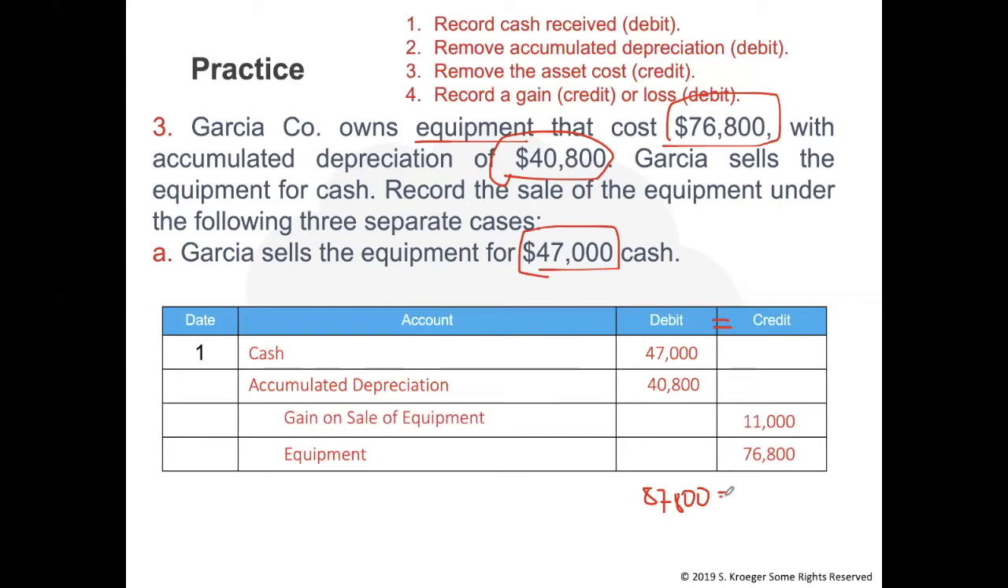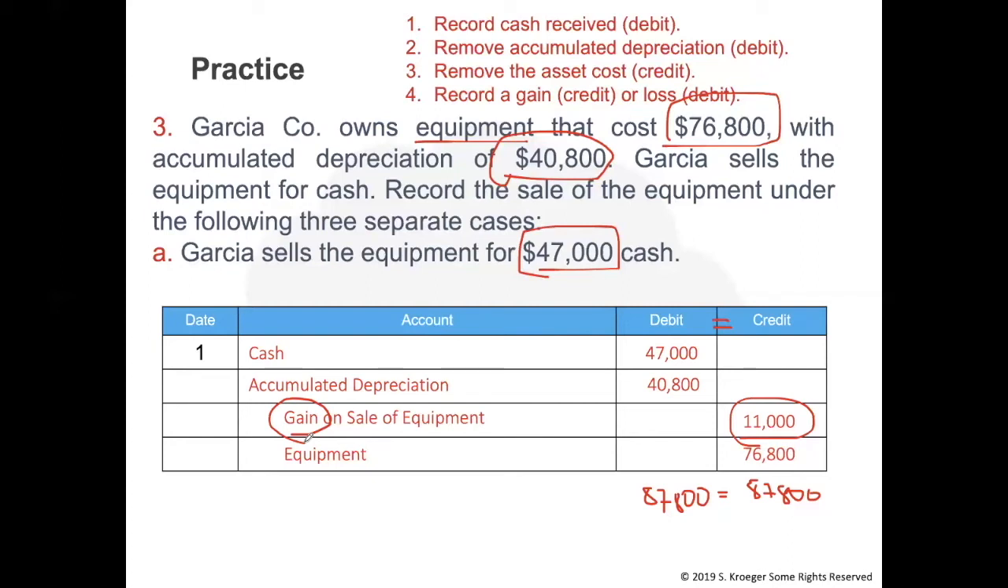Now, 87,800 equals 87,800. We had to put it on the credit side so that both my sides equal. If you had accidentally put it on the debit side, then they wouldn't equal at the end. Because it's on the right side, it's a gain. Remember, my trick was that gains are all right. If the value needs to go on the right, we're going to call it a gain. That's one way to do this. That's how I do this part of the problem.